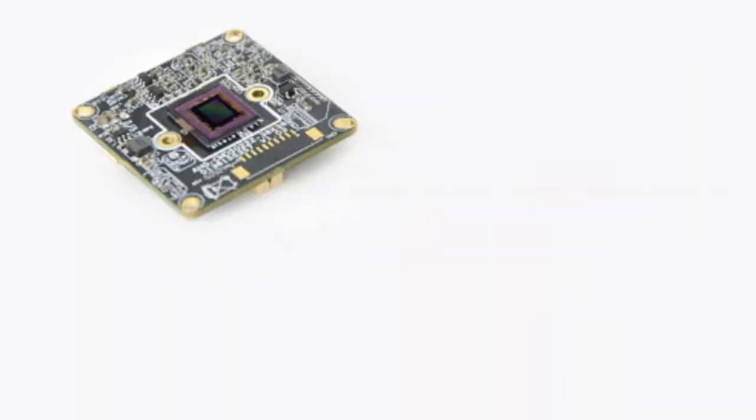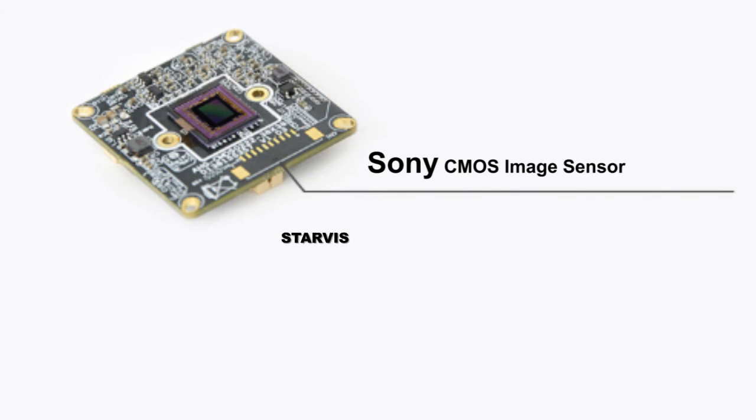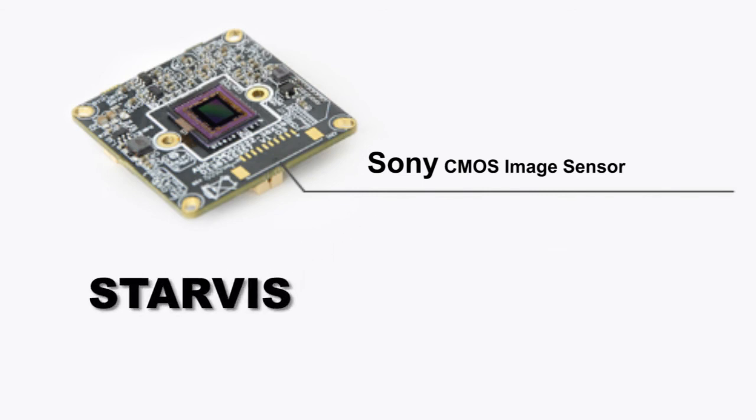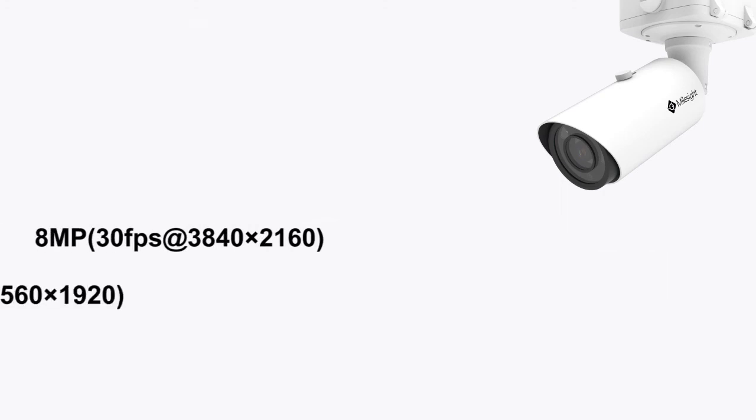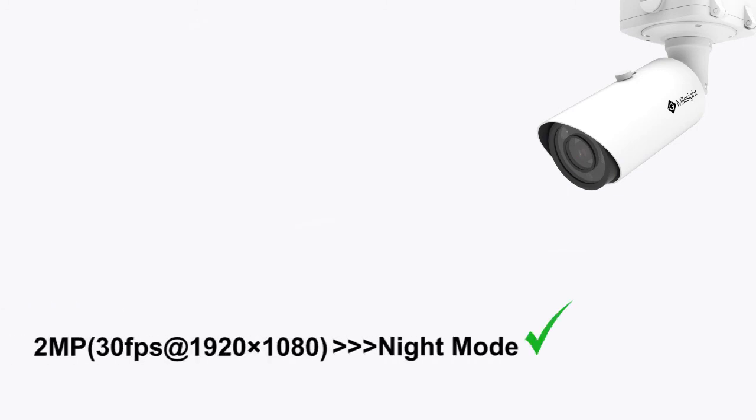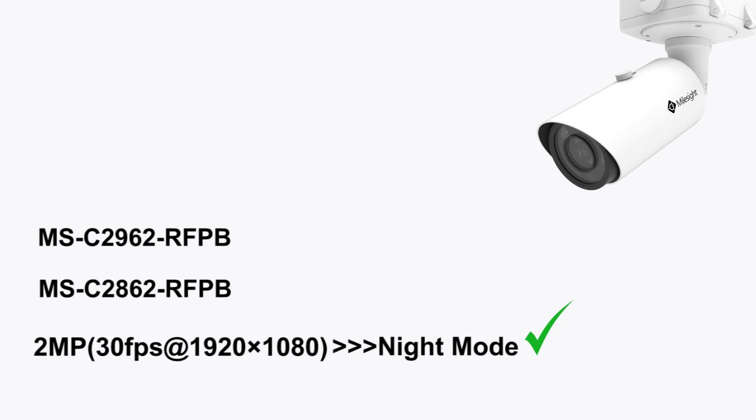For this reason, Milesight company has tried to use the highest priced and high grade Sony StarView series image sensor for license plate recognition cameras, which has revolutionized surveillance systems. Anyway, it's better not to use 8 or 5 megapixel cameras even for Milesight brands, because 2 megapixel cameras like 2962 RFPB and 2862 RFPB have been the best choice at night up to now.